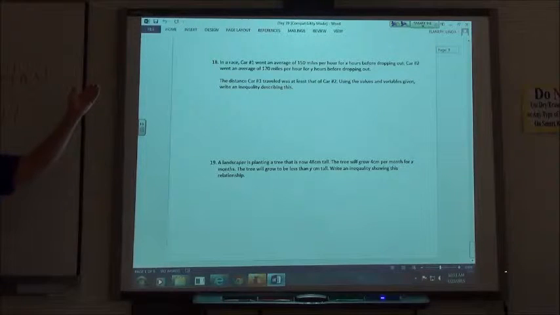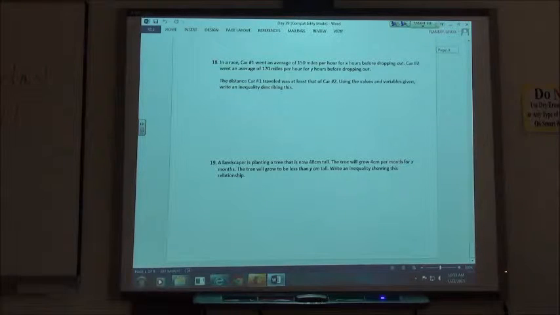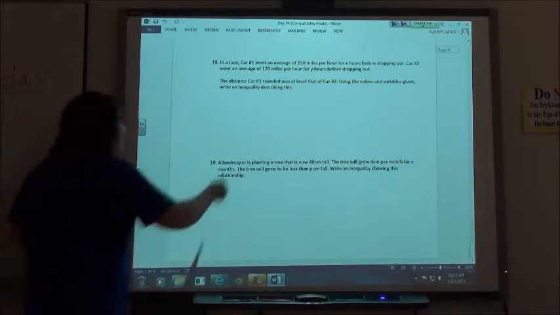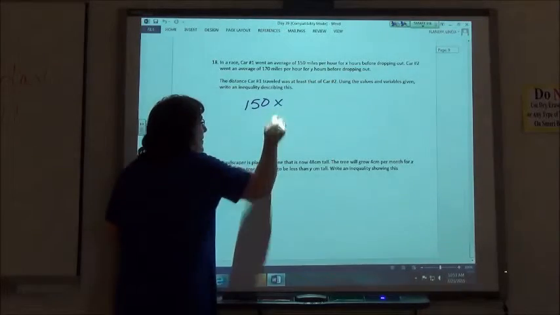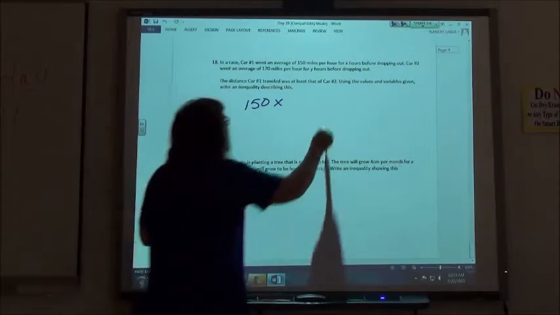His rate is 150 miles an hour. The time is X hours. So rate times time, 150X, right? How do we show the distance of the second car? 170Y.